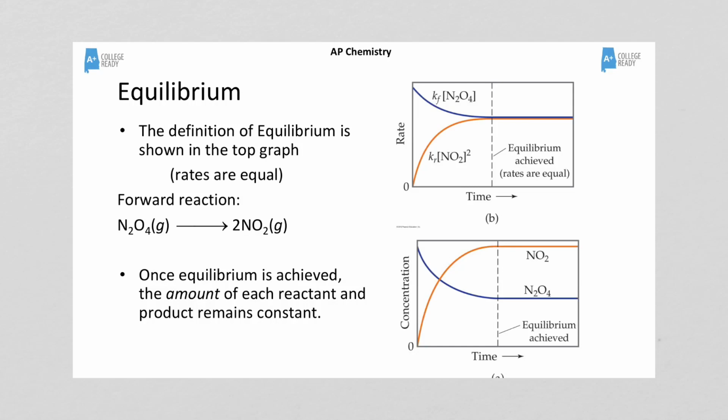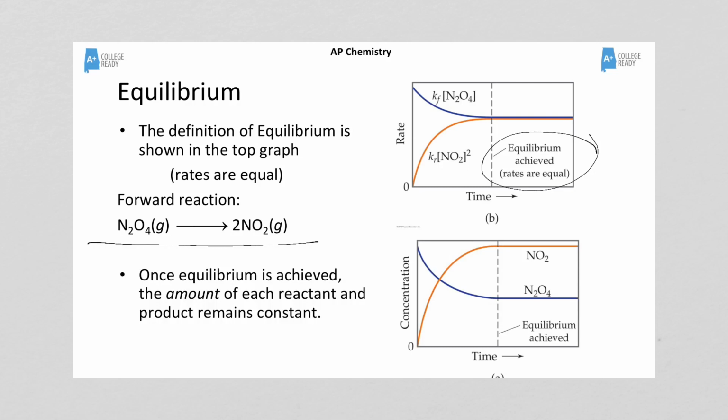The definition of equilibrium is depicted in the first graph. You see at the top graph that equilibrium is achieved when the rates are equal. So notice that the forward rate of a reaction is equal to the reverse rate. That's what those rate constants with the small f and the small r refer to, the forward and reverse reaction. So here's our reaction.